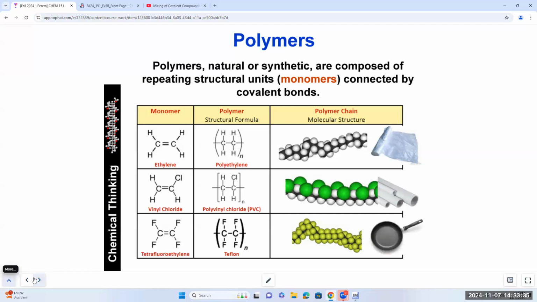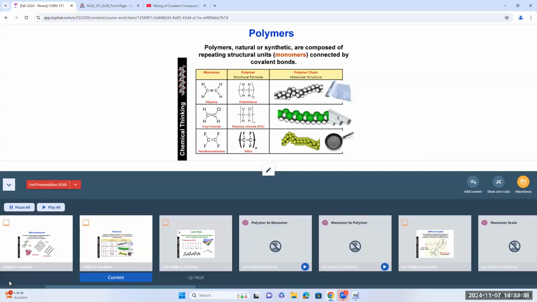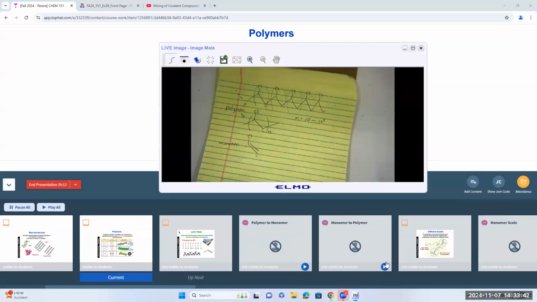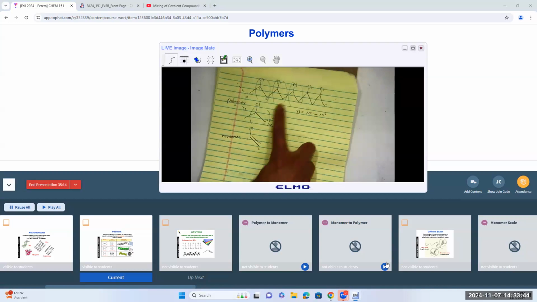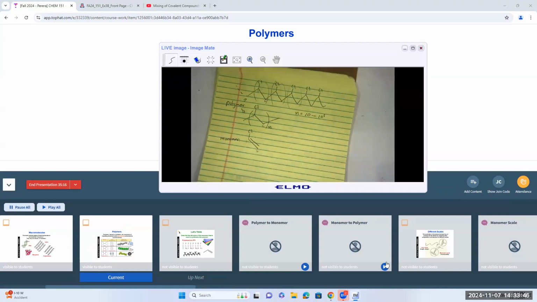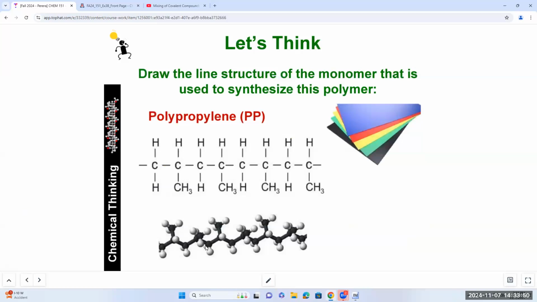Now, let's do one other thing. I did this for you: I drew a polymer and then I drew the monomer of that. Now it's your turn. Here we go. Polypropylene is a polymer that is used to make plastic folders. Can you draw me the line structure of the monomer of this polymer? Go ahead.